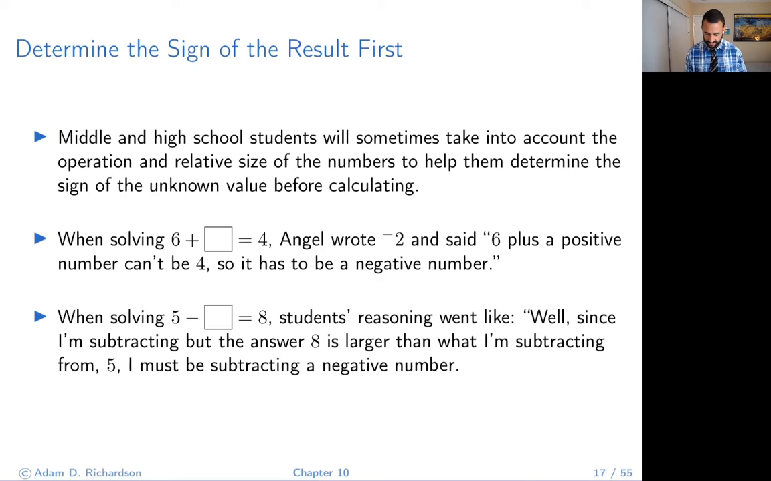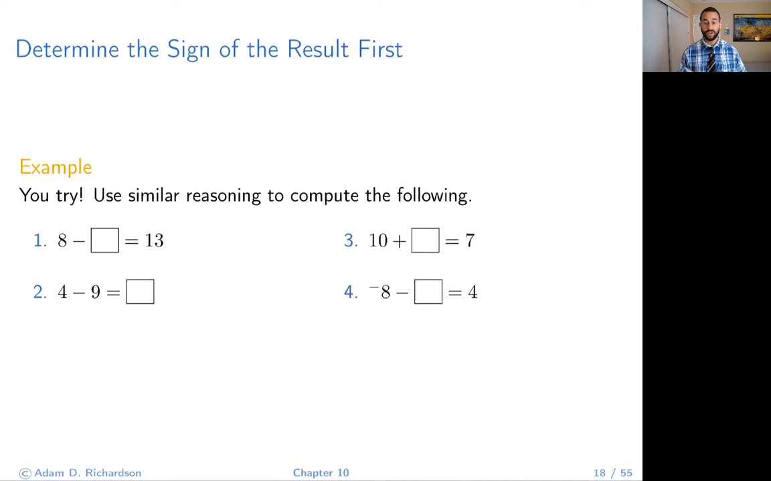When solving a problem like this, a student's reasoning went, well, since I'm subtracting, but the answer 8 is larger than what I'm subtracting from 5, I must be subtracting a negative number. So they figured this was 5 minus negative 3. There we go. So that's the idea. That's how they would figure that out. Okay, so you try. I'm going to go ahead and give a little thinking moment here, and you try it.